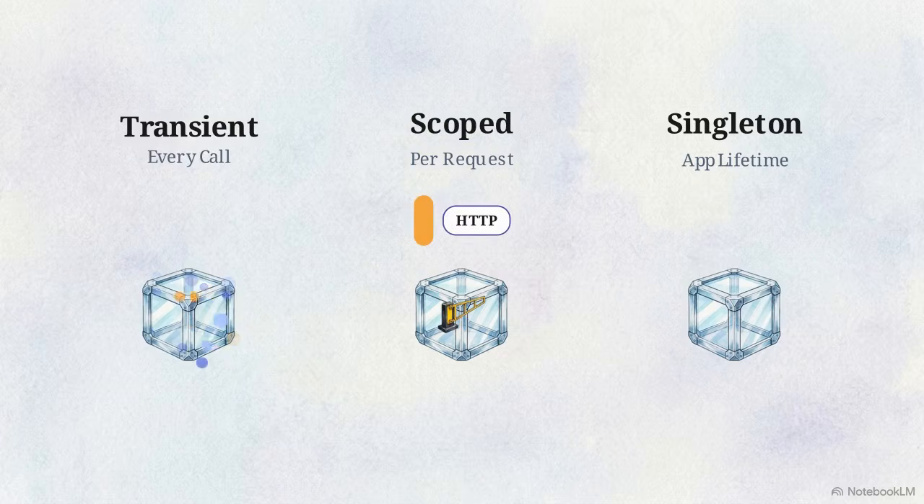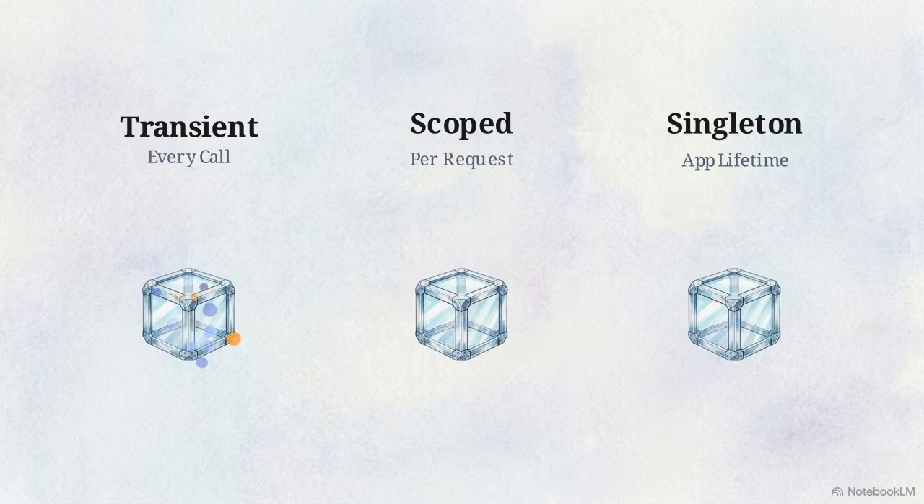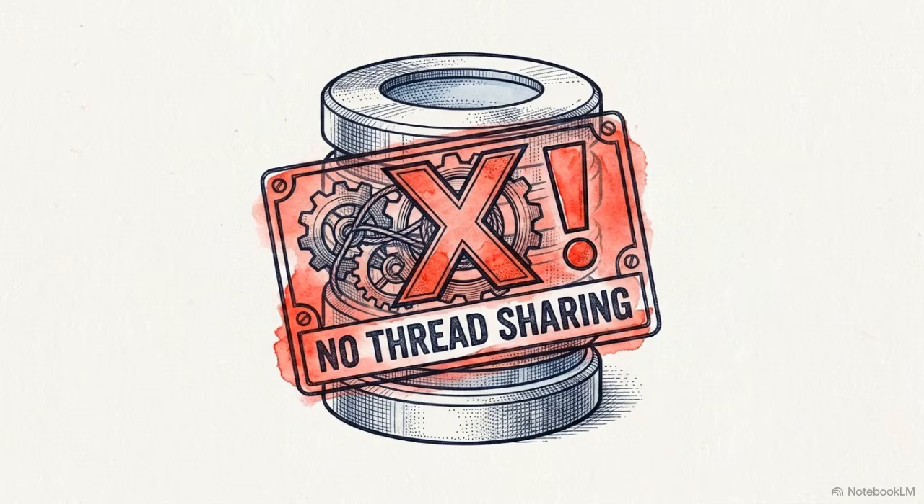Transient creates a new instance every time. Scoped creates one instance per HTTP request, and Singleton keeps one instance alive for the entire life of the application. Any service that interacts with the database must be strictly registered with the scoped lifetime.